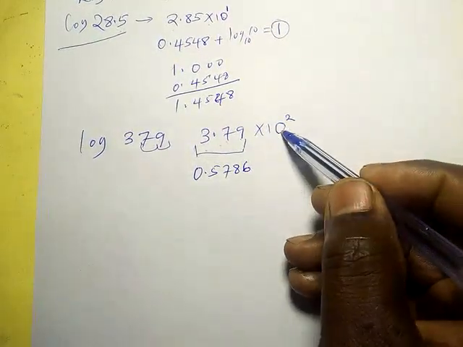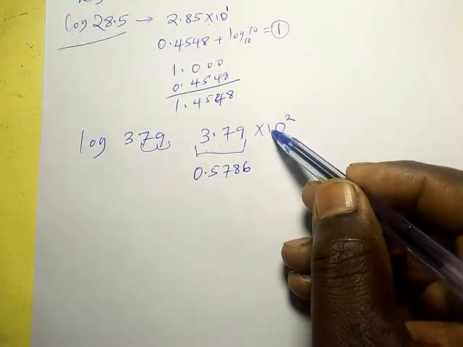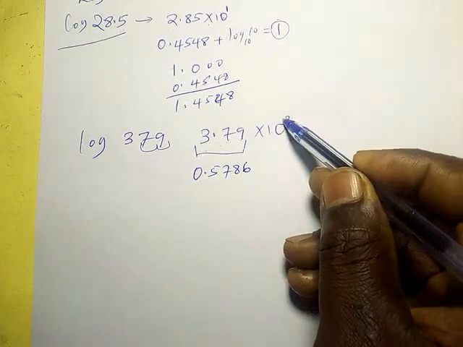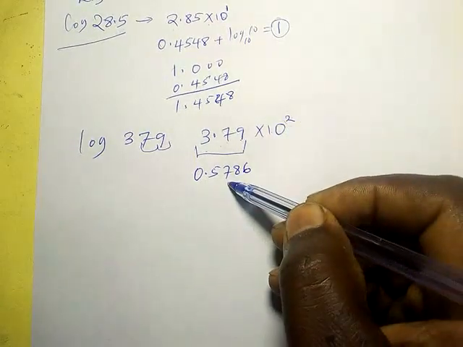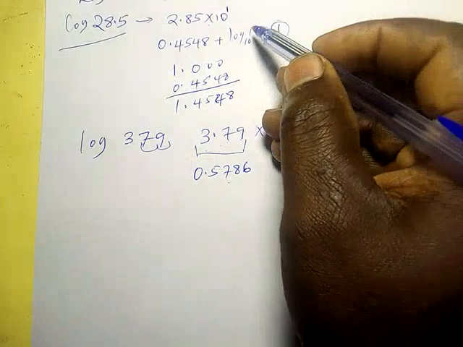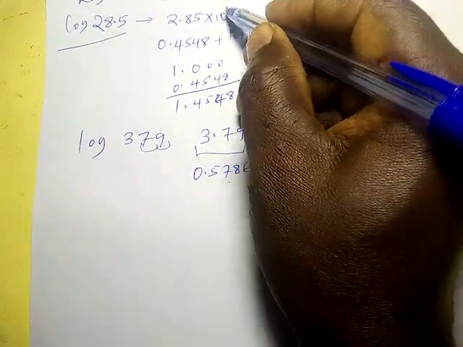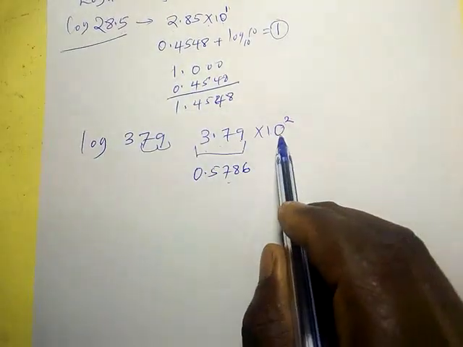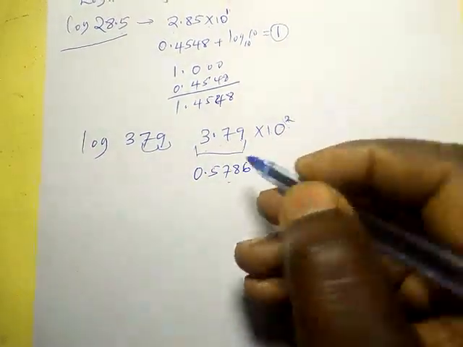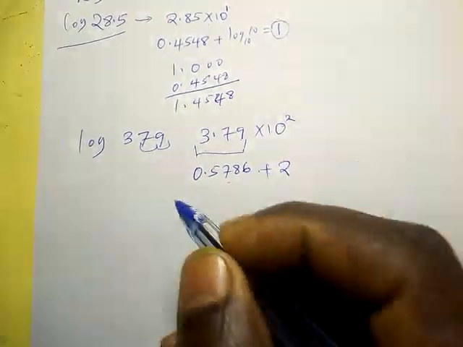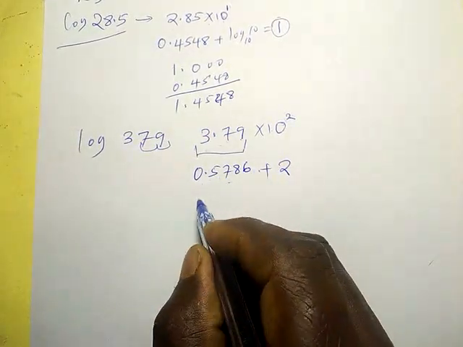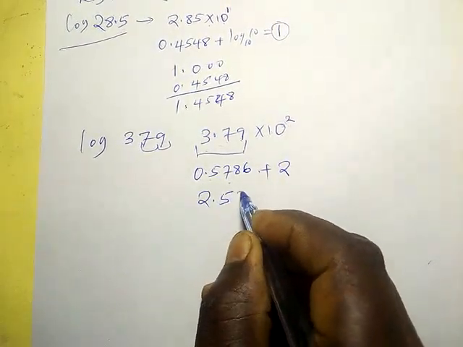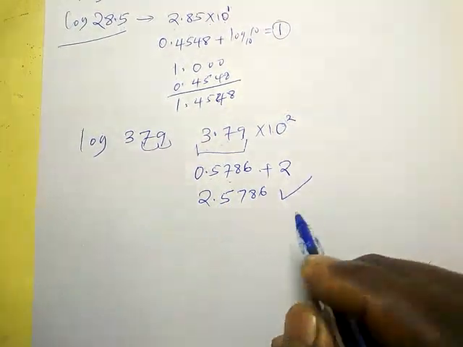What is the logarithm of 10 raised to power 2? Just take the power and add to this number. Look at this one. It was 10 raised to power 1. We added 1 here. This is 10 raised to power 2. You need to add 2 here. Therefore, the whole thing is 2.5786, and that is the logarithm of this.